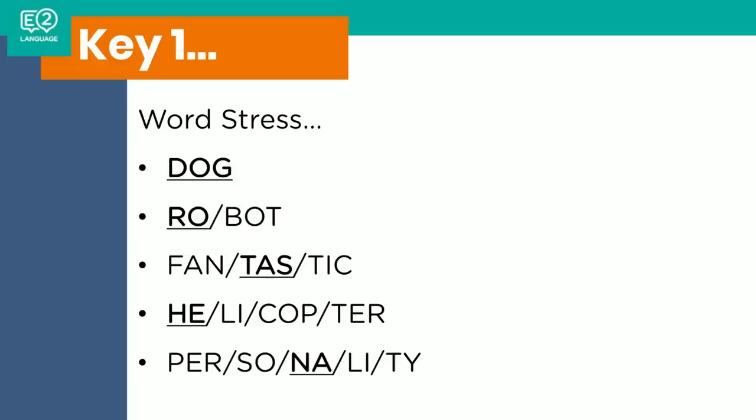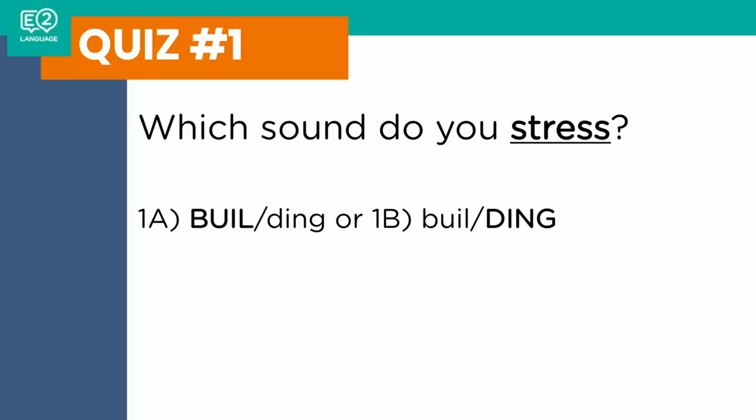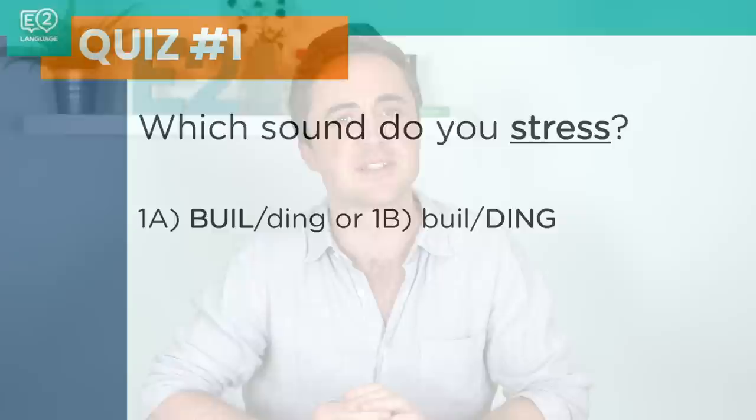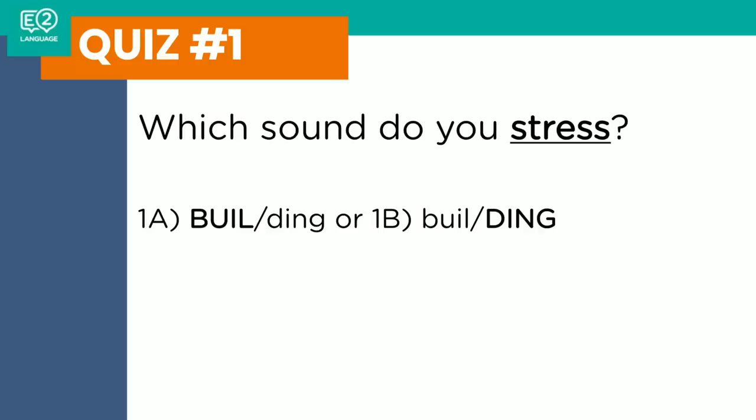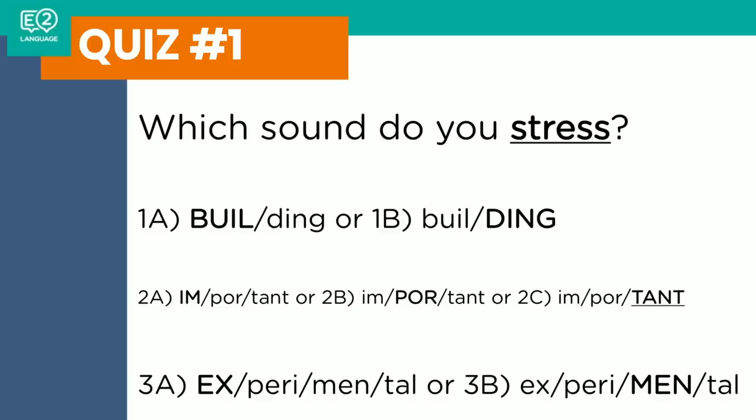The computer likes that. Let's do a little quiz, and in the comments below, I want you to tell me which sound you stress. Do you say building or building? Actually, now that I think about this, it's kind of weird, because the noun building, the thing, is what I'm talking about here, because the other one is the verb, I'm building something. Yeah, they both have the same stress. You can work it out. So is this correct, 1A or 1B? In the comments below, do you say important, important, or important? Which is correct, 2A, 2B, or 2C? Let's do 3. Do I say experimental or experimental? Which is correct, 3A or 3B?